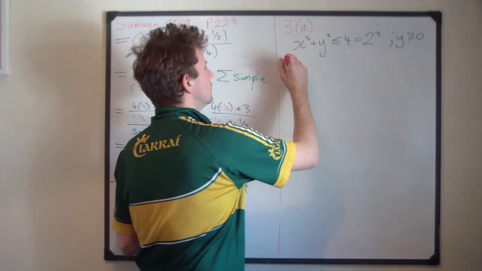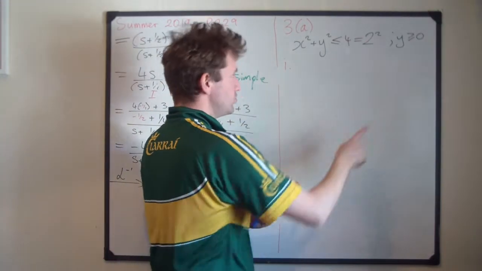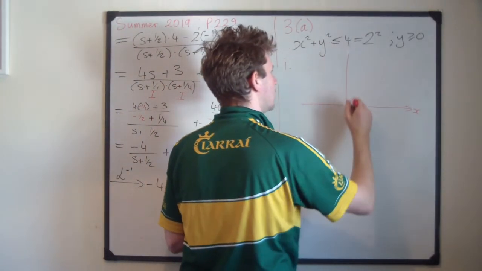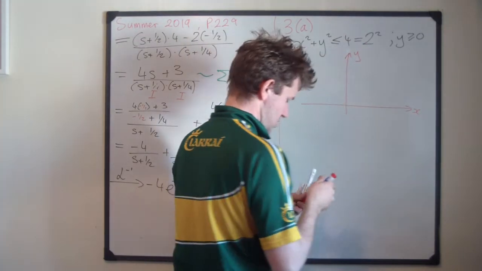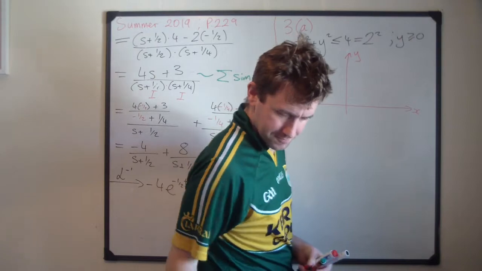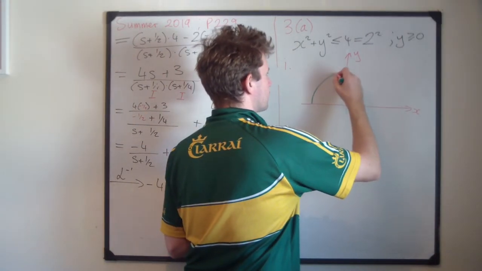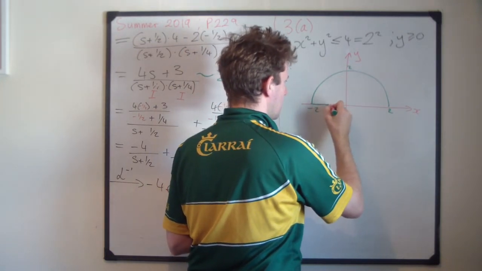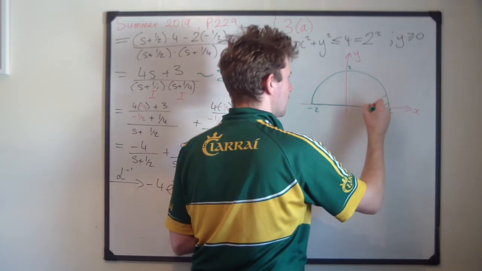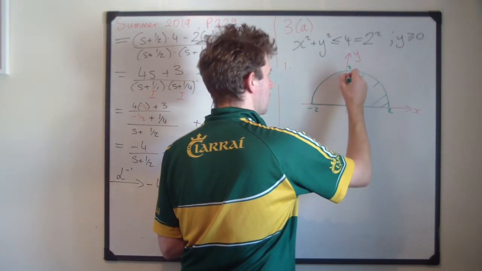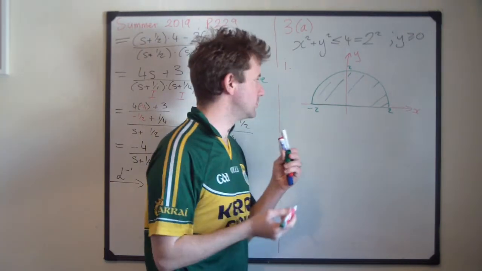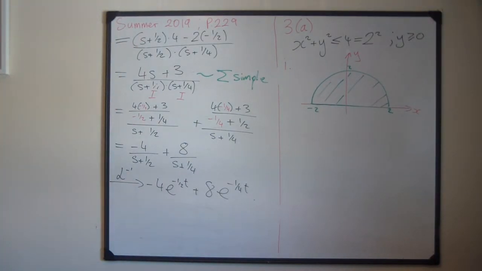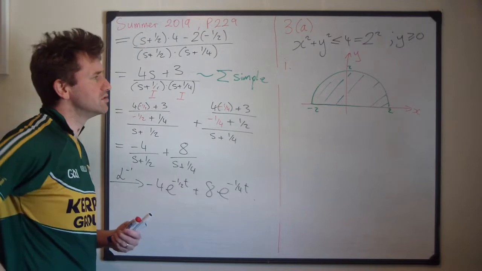Okay, so we'll do a rough sketch of this. So radius 2, just the top of it. So this is the area we're looking at. Okay, so it's a solid disk. So, roughly sketch the region, done.